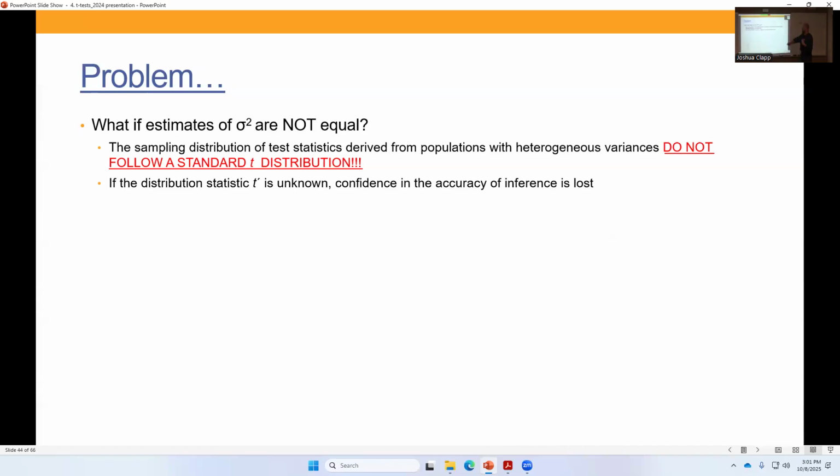Okay. This starts to become a problem because our standard t distribution, or the family of t distributions, all the things that we've gone through and tabled, those sampling distributions assume equal variances across my two populations. If I violate that, what happens is those t values that I'm seeing tabled are no longer accurate representations of the actual sampling distribution of the samples that I've pulled in.